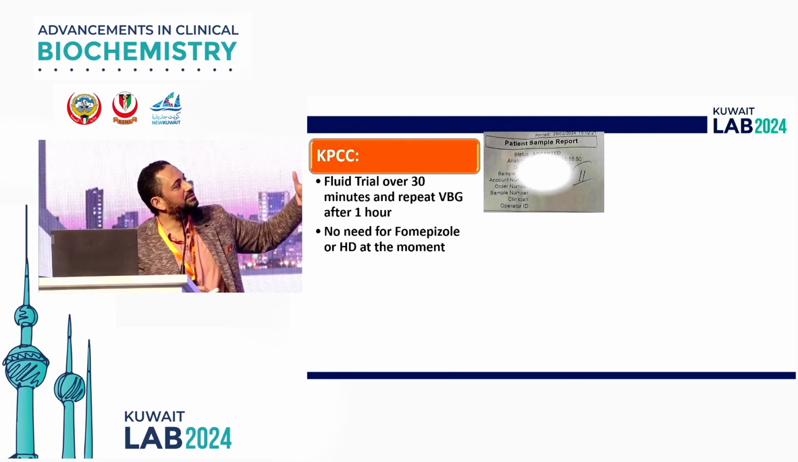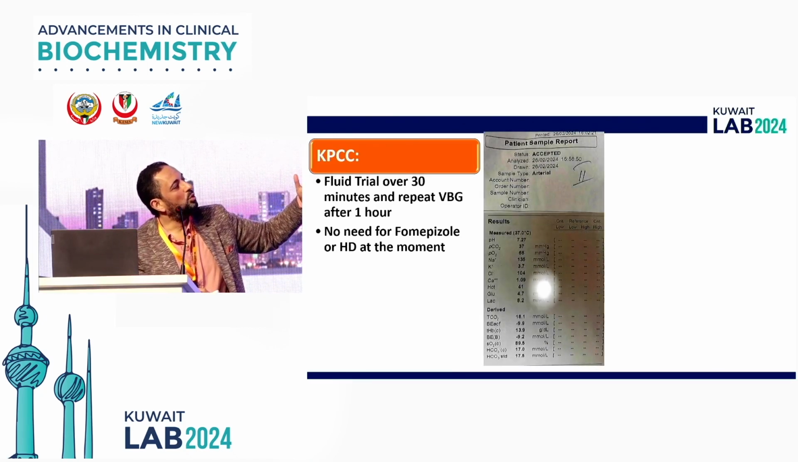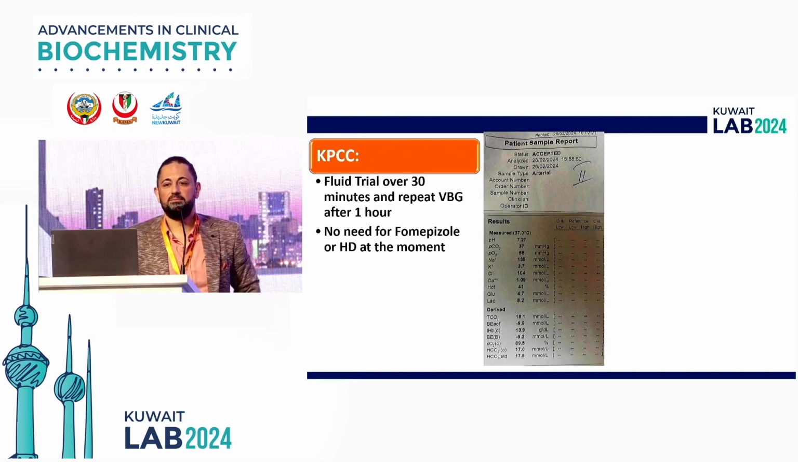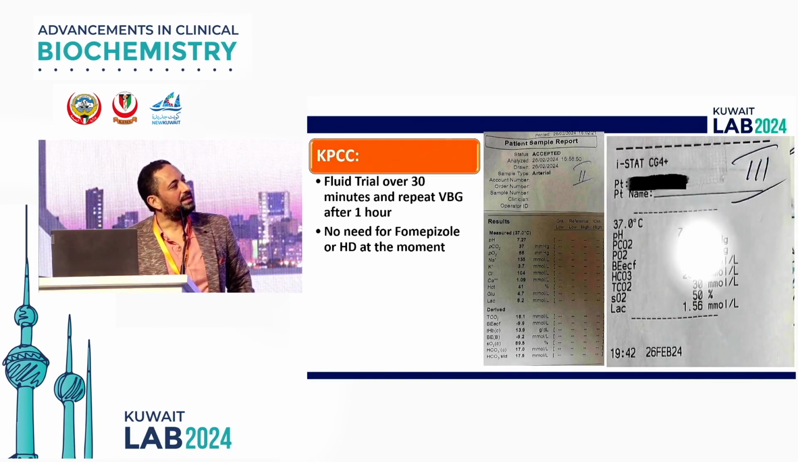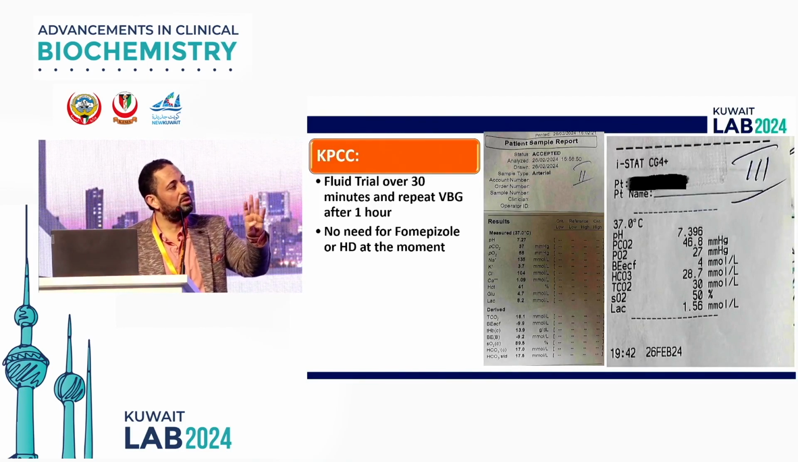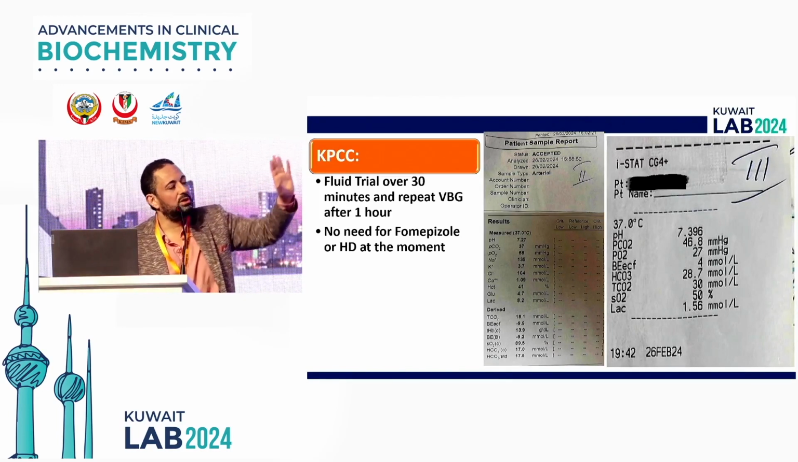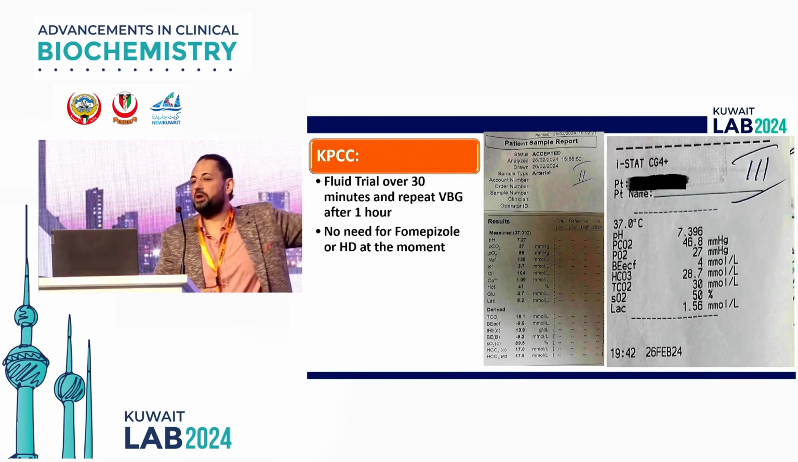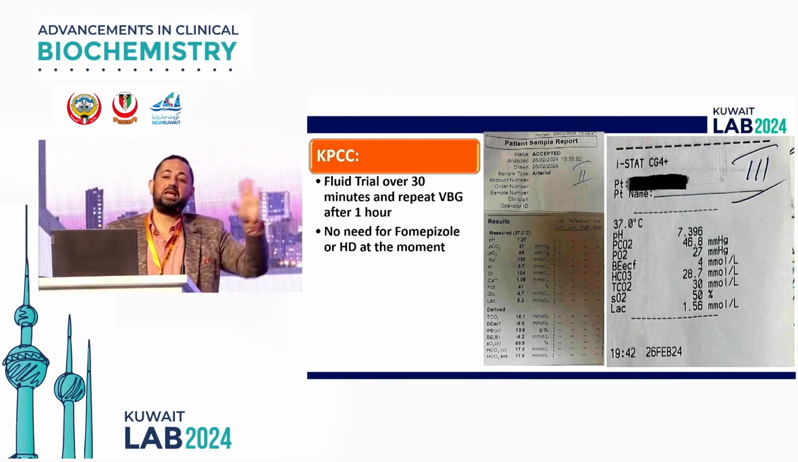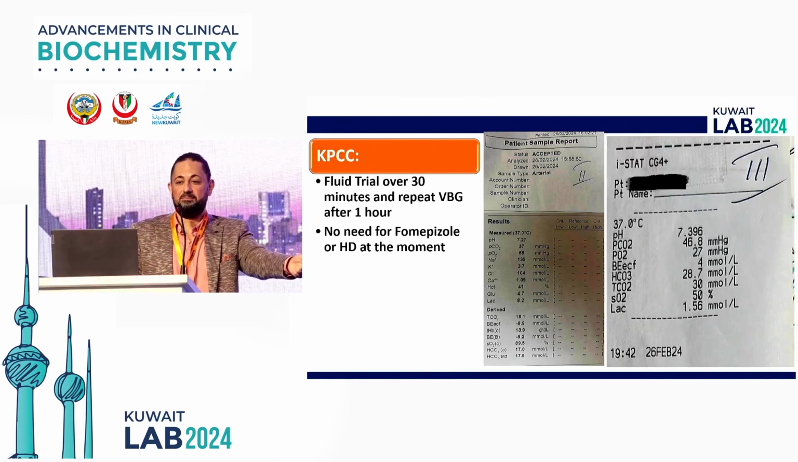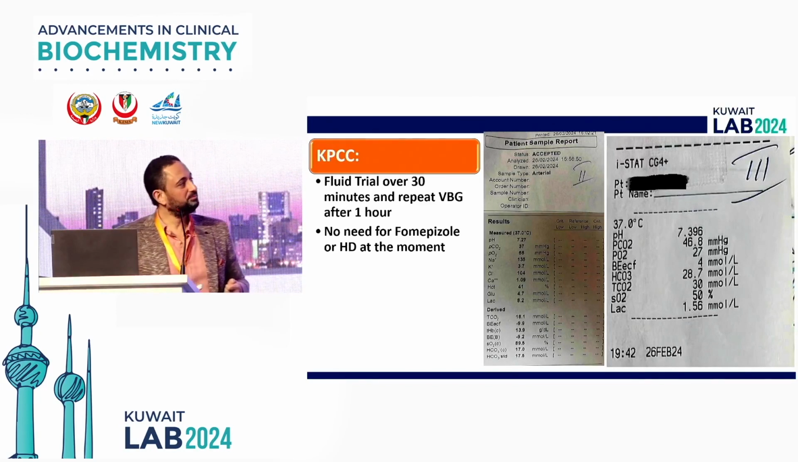Look at this. 2 hours after the fluid trial, look at the improvement. Like 6 hours after the fluid trial, without giving fomepizole, without doing hemodialysis, the patient is completely normal. I swear here it's ethanol, definitely. But I cannot prove it. How can I prove? By the level. Okay?